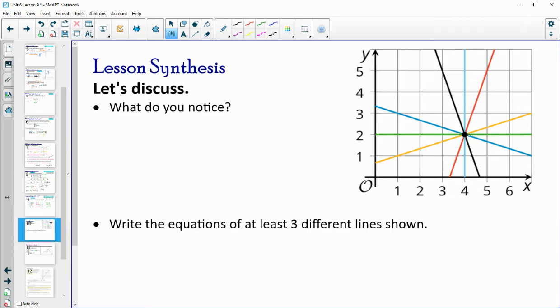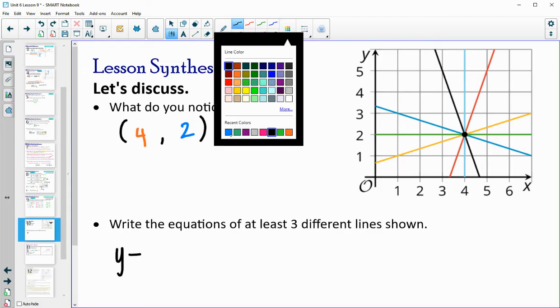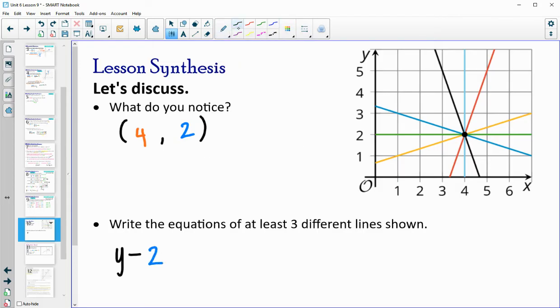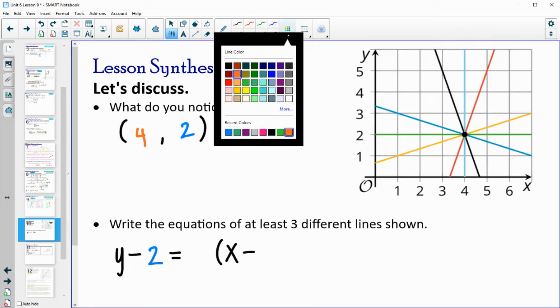So hopefully you notice that all of these lines here go through this same point. All of these lines go through the point (4, 2). And then you just have to figure out slope so that you could write the equations of them. Every one of these lines would start with, if we did the point slope form, y minus the y coordinate, which is 2, since all of these lines go through this point, equals the slope times x minus the x coordinate of 4.